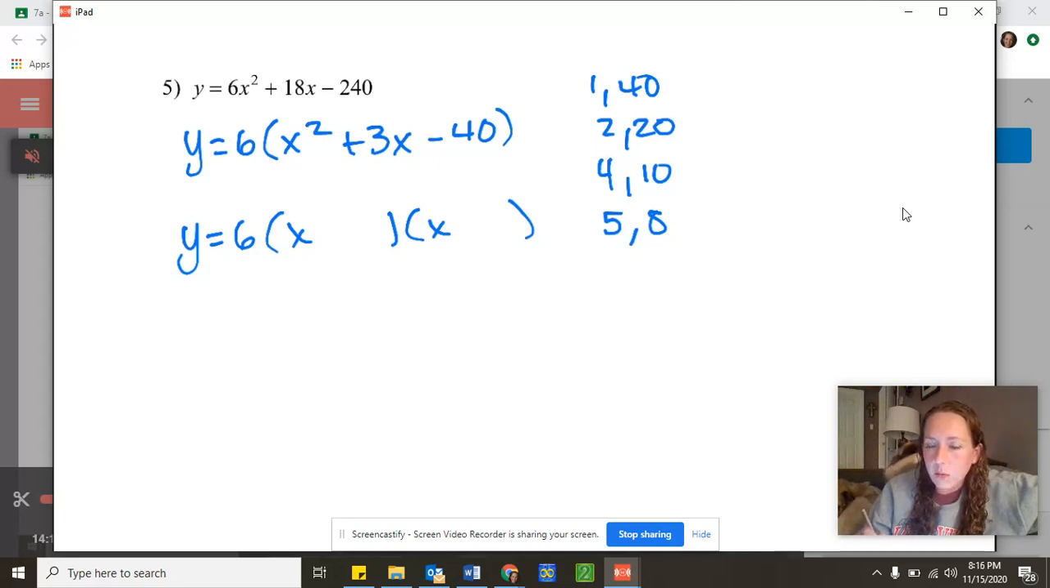Because 40 is negative, we're going to have to subtract because they have to be different signs to multiply to get a negative. So I'm going to use 5 and 8. Doesn't matter which order you put them in.